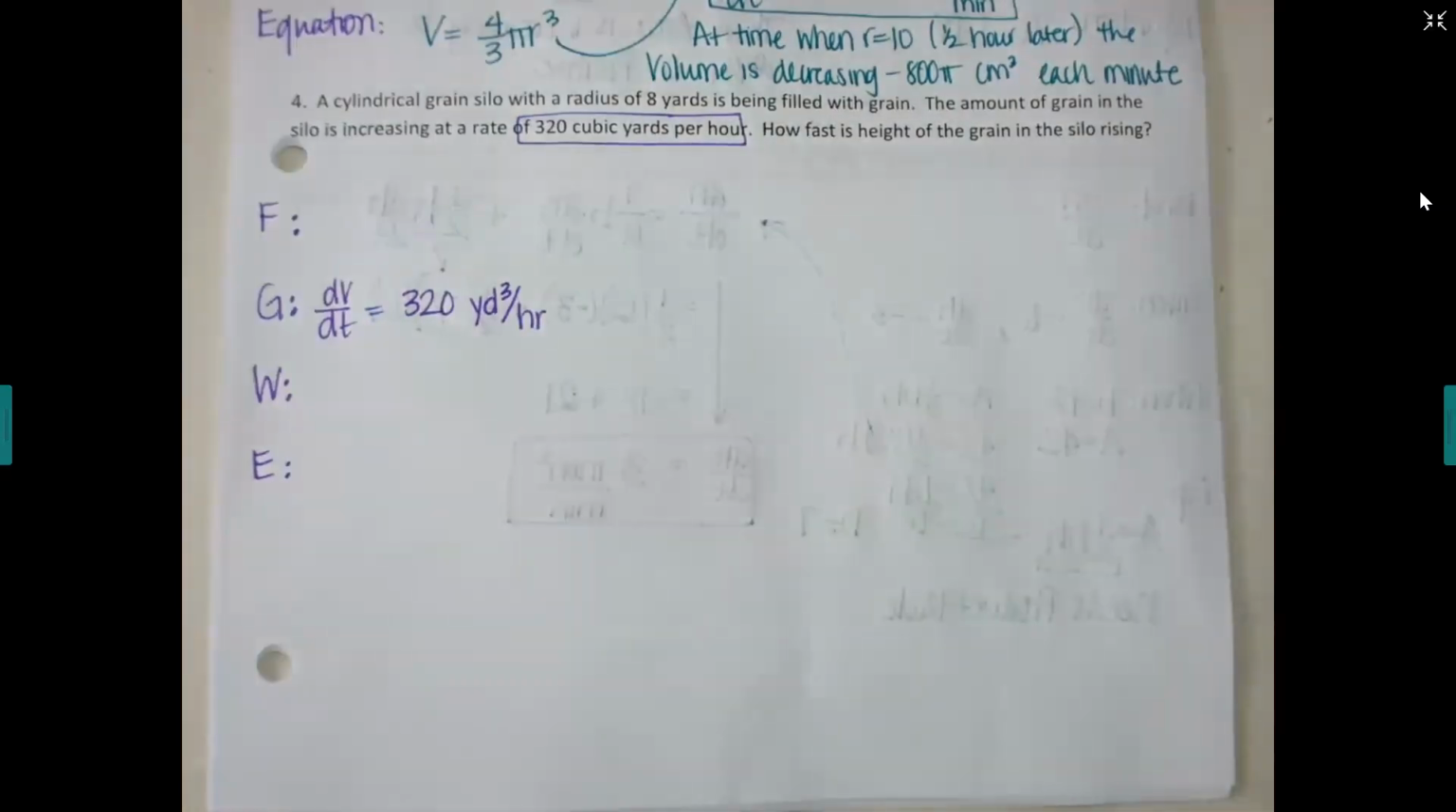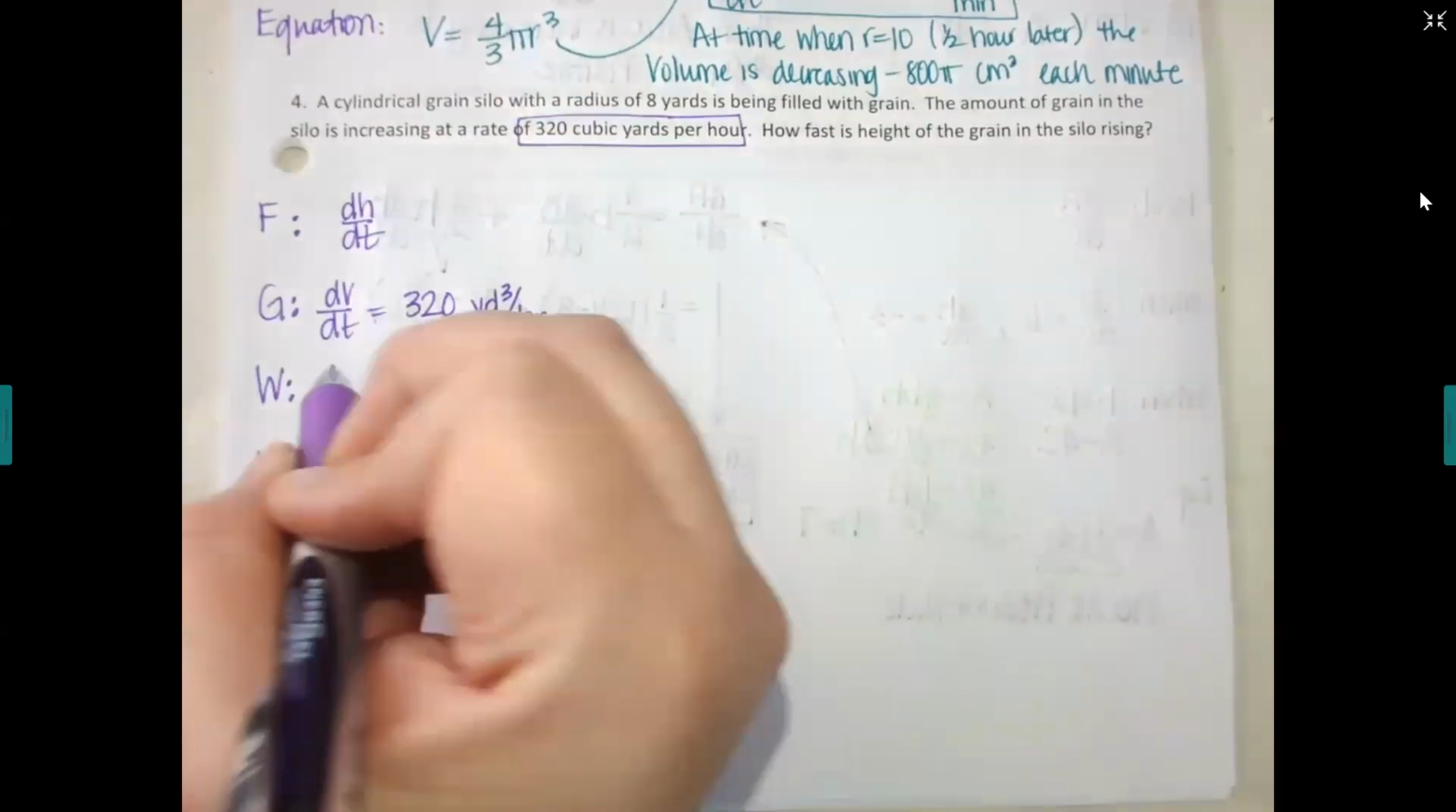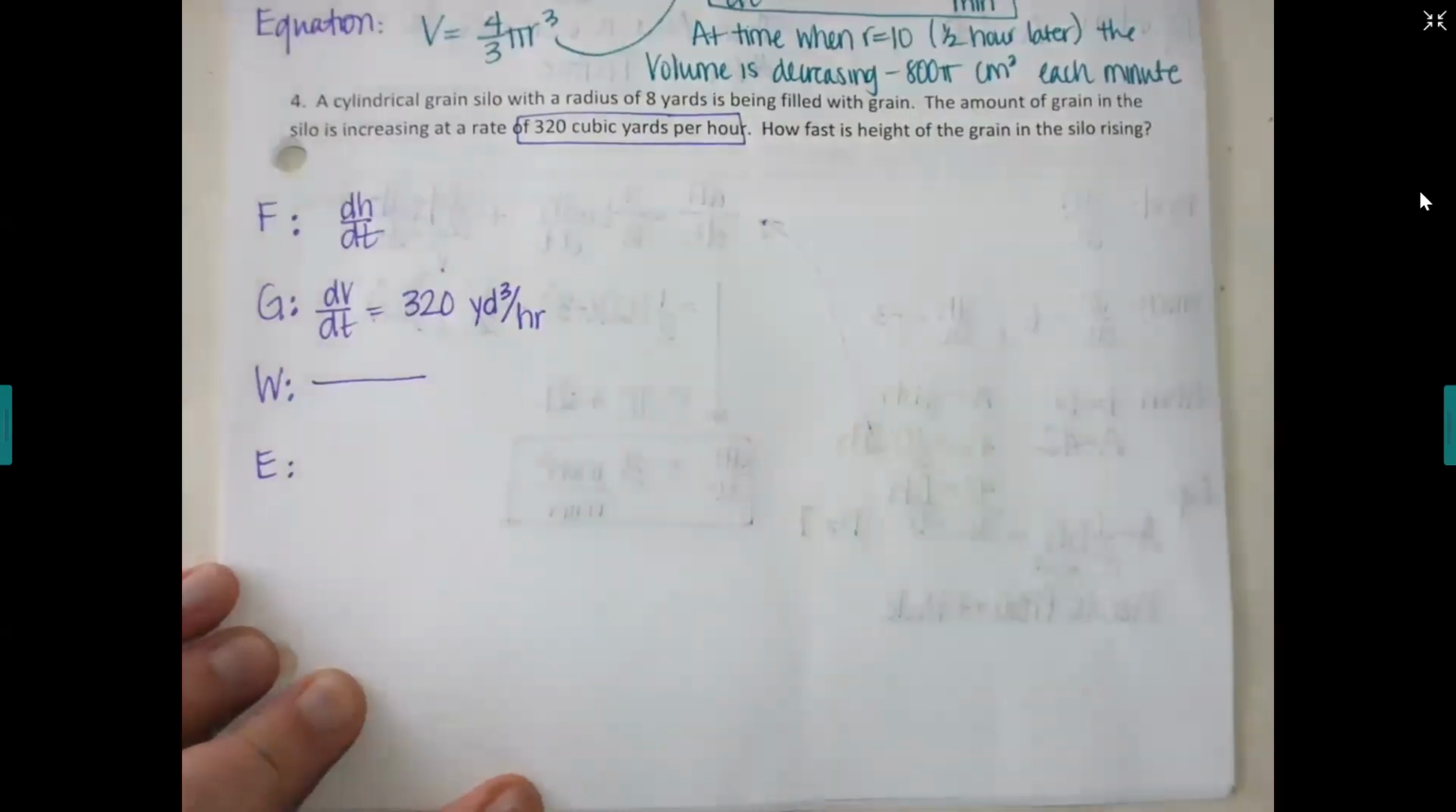Okay, remember, cubic yards and yards cubed are the same thing. Okay, then it says, how fast is the height of the grain silo rising? What are we finding? Okay, dH/dt. And then they don't give us a when. That just didn't happen in this one.